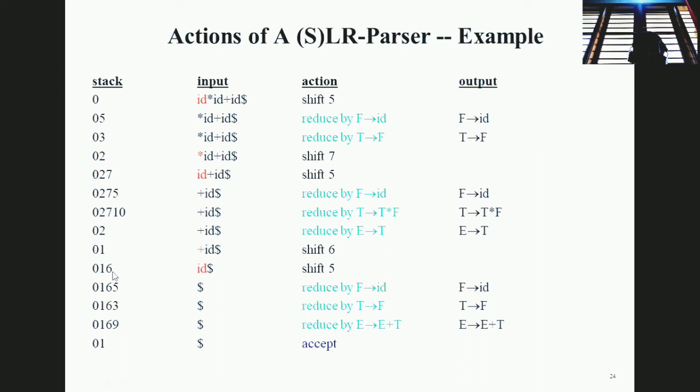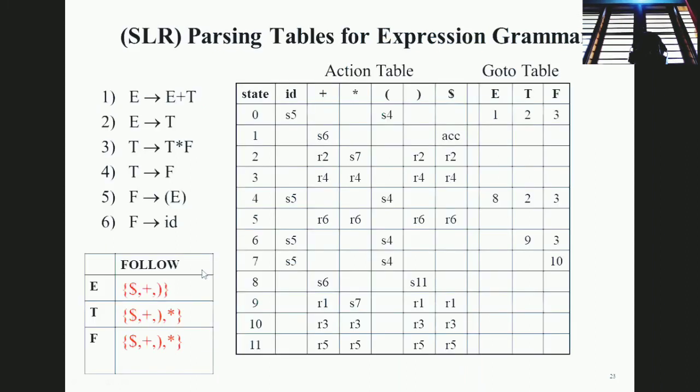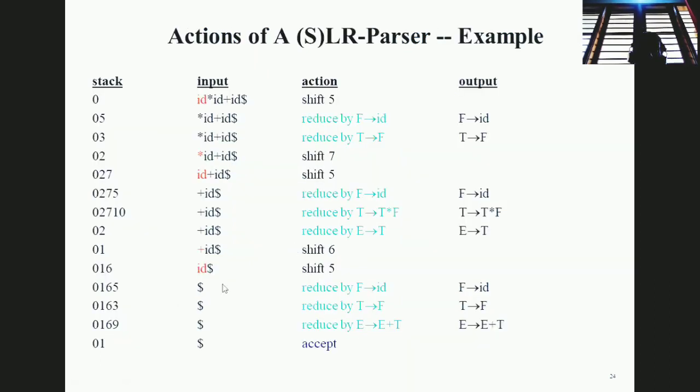Now my 6 is the top of the stack. ID is the input symbol. Then I must look at what is 6 on ID, that is S5. Then I'm supposed to shift 5 onto the stack. So we have shifted 5 onto the stack. Now it becomes 0, 1, 6, 5 and my dollar is the input symbol.